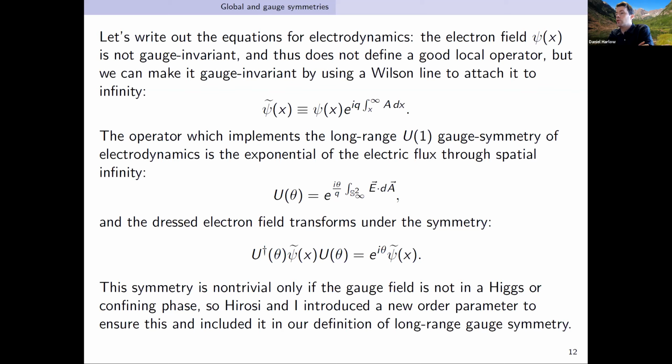So in order to be sure that the symmetry is physical, you have to be in the right phase of the gauge theory. Hiroshi and I introduced an order parameter to confirm that you're in the right phase. This order parameter can be used for many other things. For example, you can also use it for diagnosing confinement, which is one of the things that I mentioned before, and it's more robust than the traditional ways of trying to diagnose confinement. Okay, so that's it for gauge symmetry. Now let me pause again. Are there any questions about gauge symmetry or anything else I said so far?